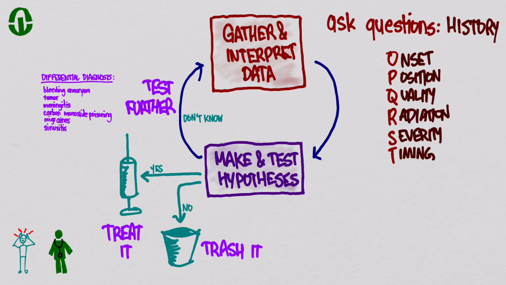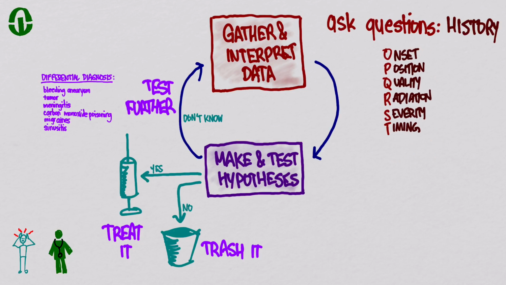stands for, when did this stuff start? What's the onset? Where does it hurt? What's the position? What does it feel like, the quality? Does it move anywhere? What does it radiate? How bad is it? Maybe on a scale from 0 to 10, the severity, and how long has it lasted, the timing.